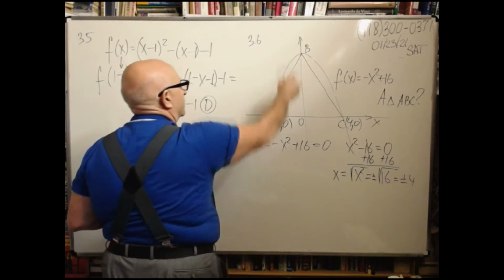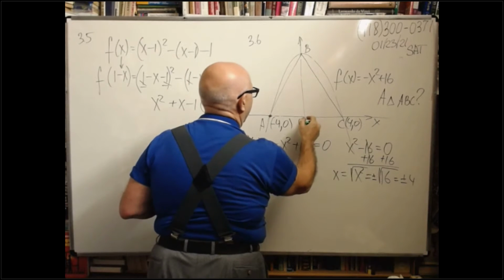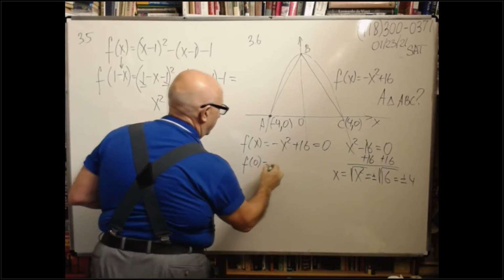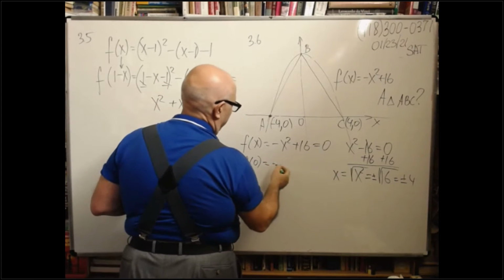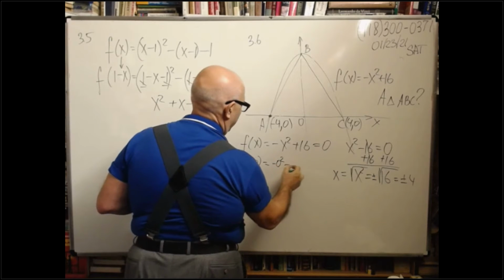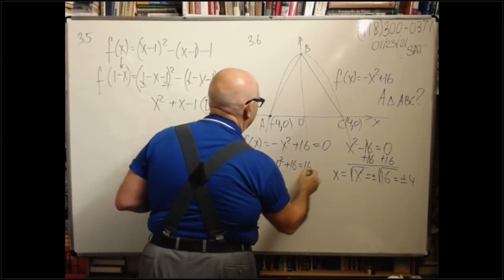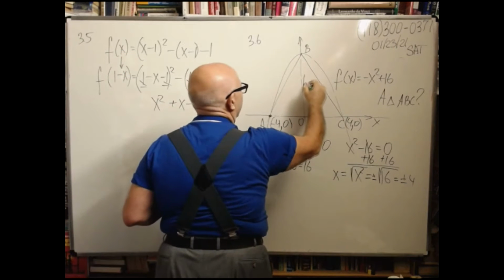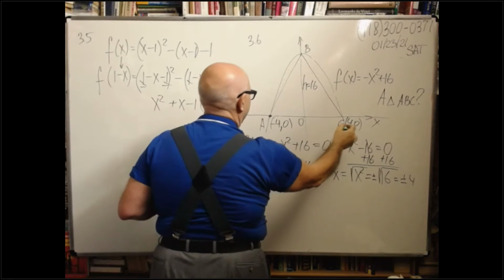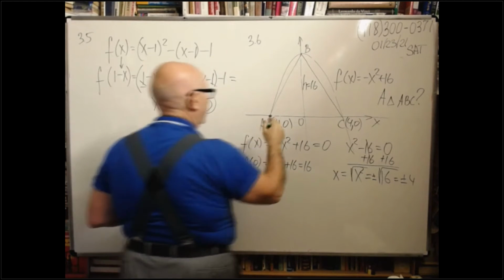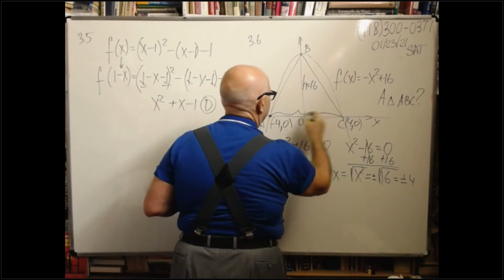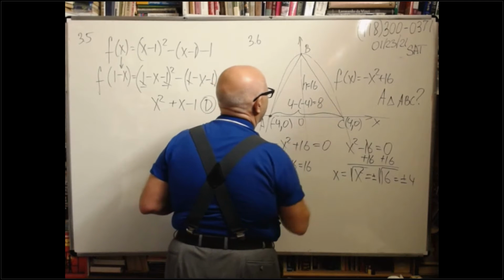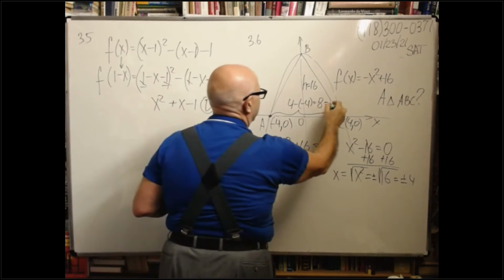And how to find this height? Height when x equals 0. When x equals 0, f of 0 equals negative 0 to the second power plus 16, which is 16. Excellent. So you know the 16. This height equals 16. And this is 4. This is negative 4. You can easily find this distance. This distance equals 4 minus negative 4, which is 8. Excellent. So we have our base.